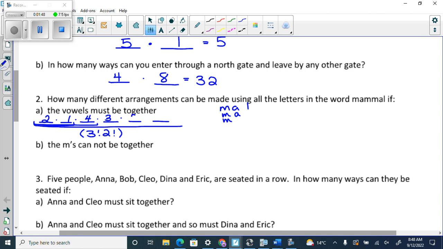Am I done? What do I have to do? Times it by 5, because there's 5 places where those vowels can move. They would still be together and you get different words. So technically, if you want to write in short form, it'd be 5 factorial times 2 over 3 factorial times 2. The 2's could cancel. So it should be 120 divided by 6. What did you get?